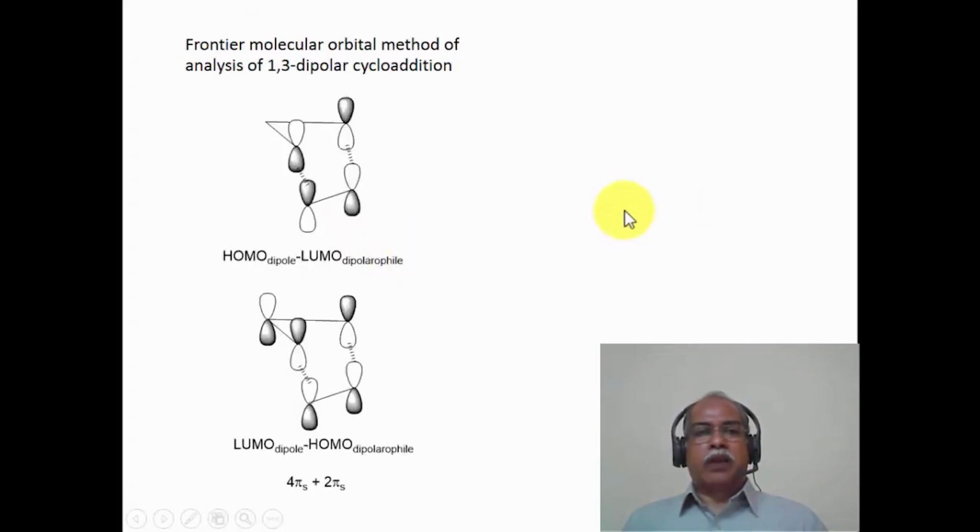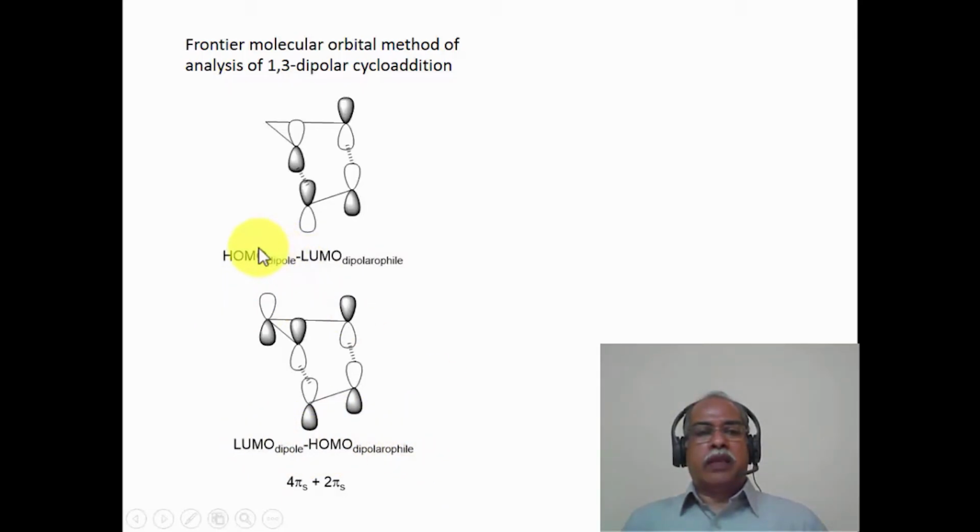From the frontier molecular orbital methodology, one can analyze the cycloaddition reaction involving a suprafacial kind of an approach. In other words, a parallel approach of the 1,3-dipolarophile and the 1,3-dipole. In this particular case, the top portion is the 1,3-dipole and the bottom portion is the 1,3-dipolarophile. You can either consider the HOMO of the dipole and the LUMO of the dipolarophile, or alternatively one can consider the LUMO of the dipole and HOMO of the dipolarophile, as the case may be.